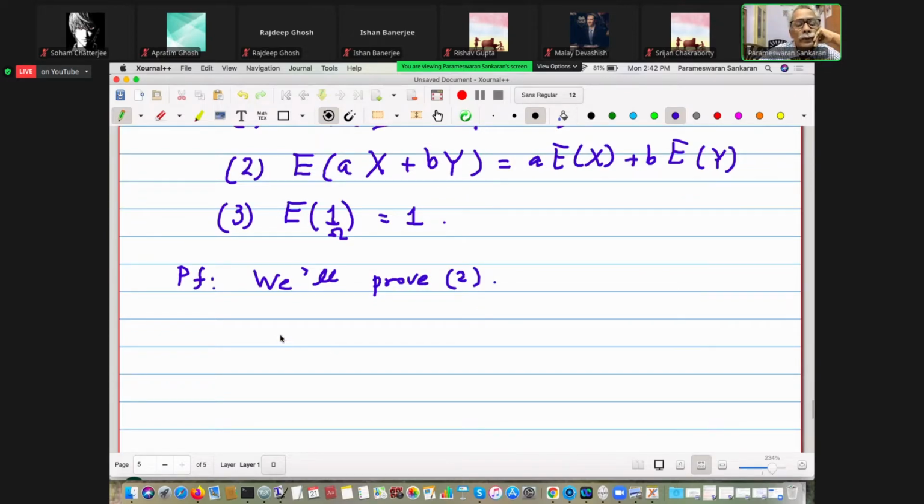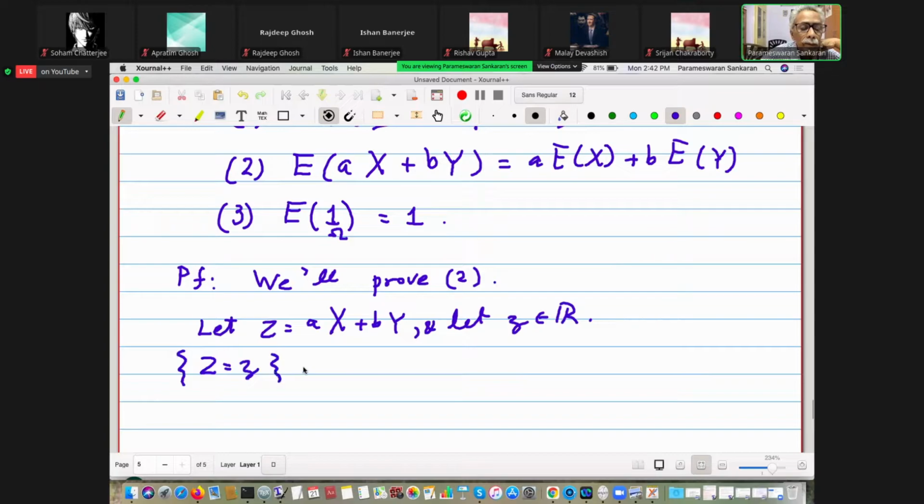Okay. So let Z equal aX plus bY. Then we need to understand these sets. Let small z be a real number, so that you get this set. Then capital Z is equal to small z.